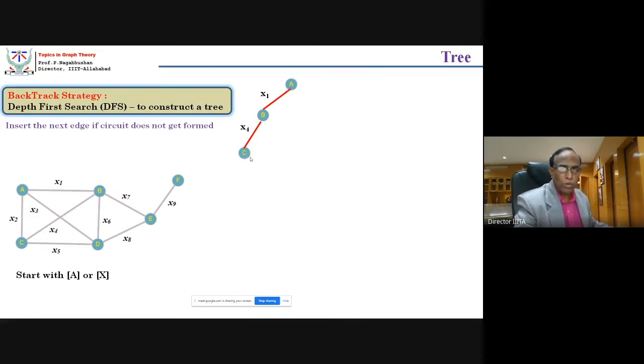Therefore, I can go to the further depth. So maybe I go to the further depth. From C, I can choose the x2. But if I choose x2, I will come back to A. Now look at this data structure, the growing data structure. A is repeated again. Although the edge is new, this can be acceptable, but A is repeated.